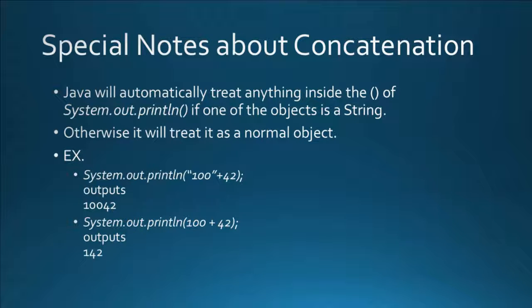The reason for that is the quotes. The quotes will automatically convert it into a string, and it's going to treat everything else in that println statement then as a string. If you don't have quotes, as you can see there in the second example, there's just numbers. That means it's going to do an arithmetic operation.